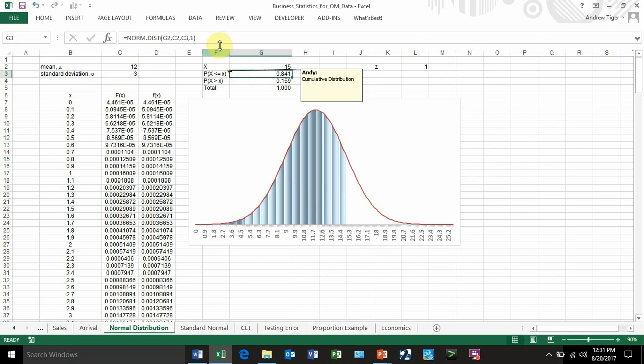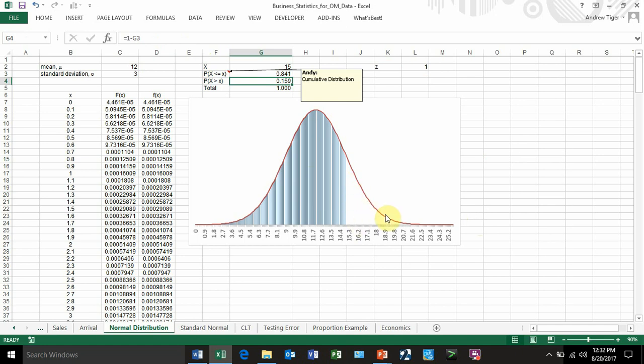How you would calculate that formula: norm.dist, you put in first your value on the x-axis, which is 15. You put in your mean, your standard deviation, that's C2 and C3, the last argument is 1. And so the area, the blue area, is 0.841.